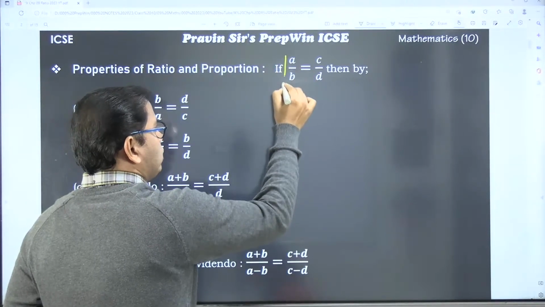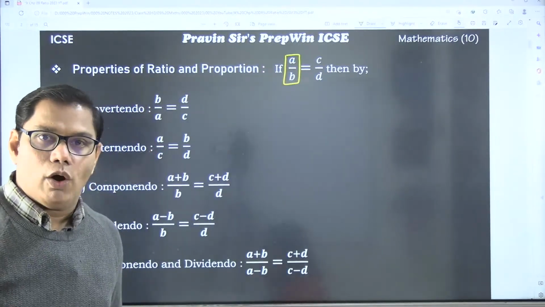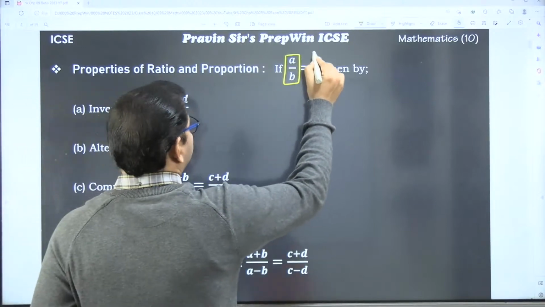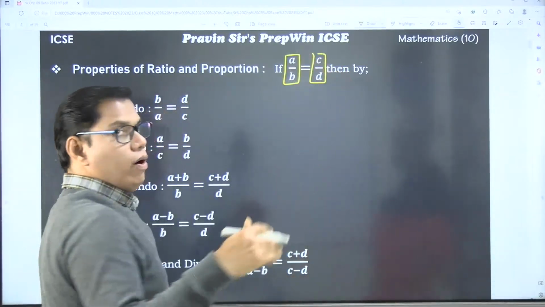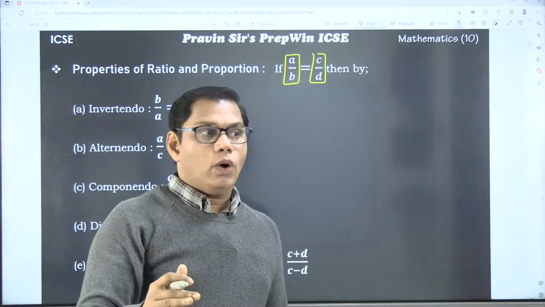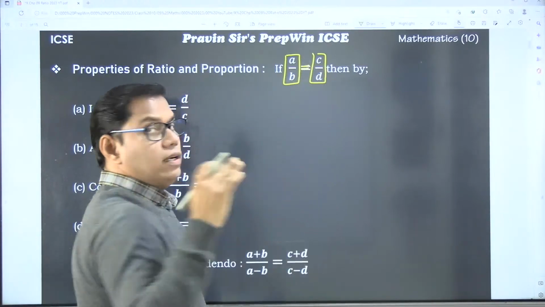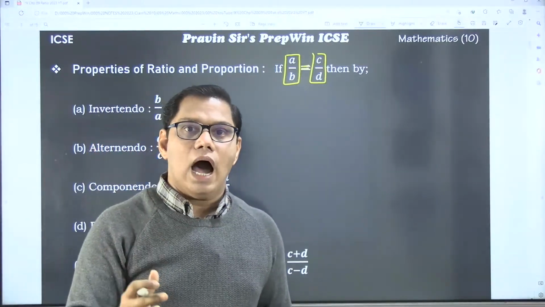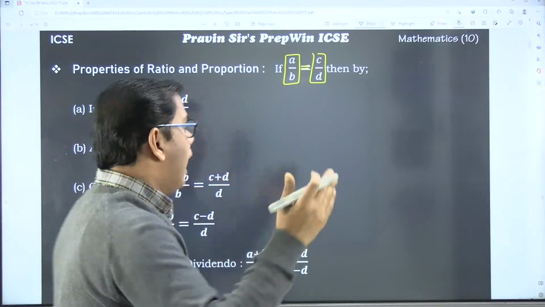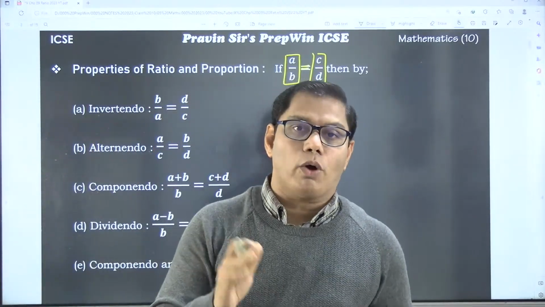There are two ratios which are equal. First ratio is A by B or A is to B, and second ratio is C by D, or in other words you can say C is to D. These two ratios are equal, right? And then follows the property. You should know this property properly.